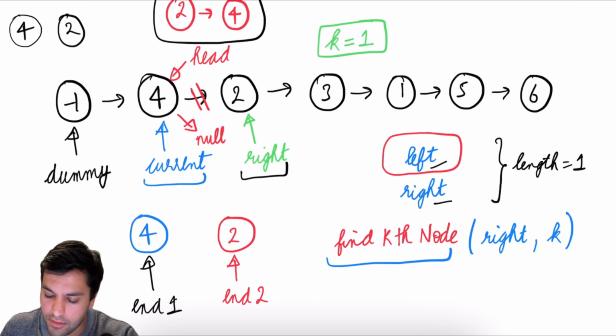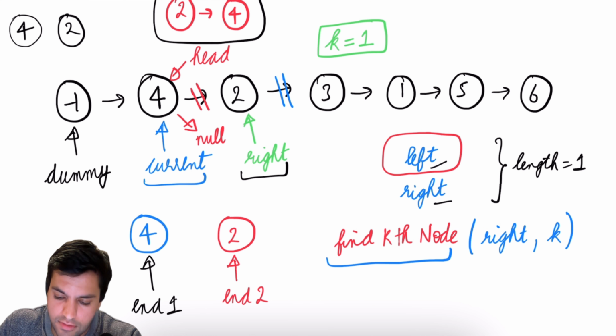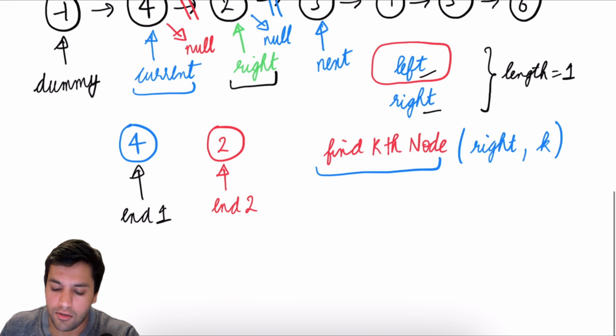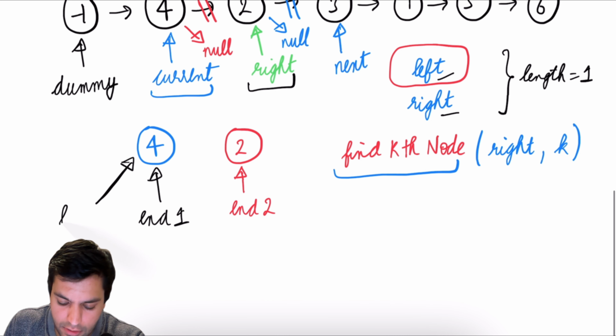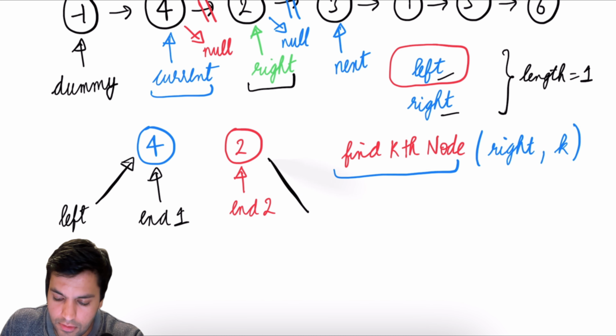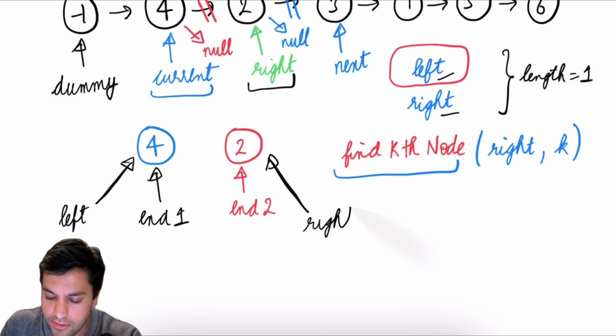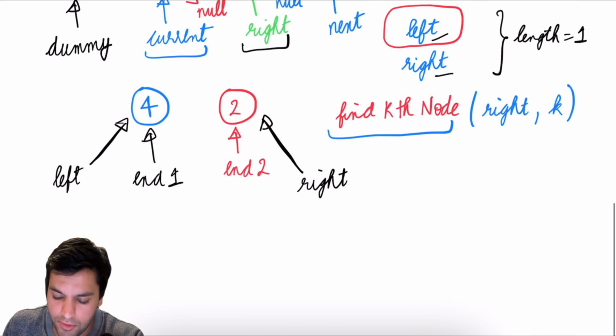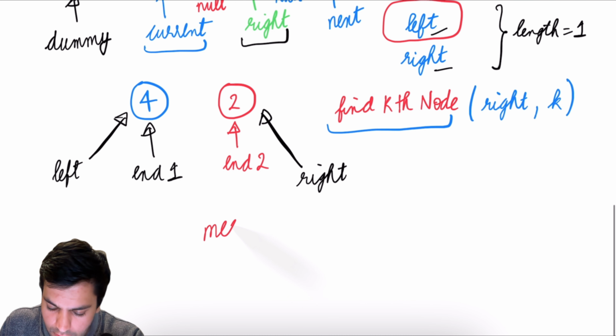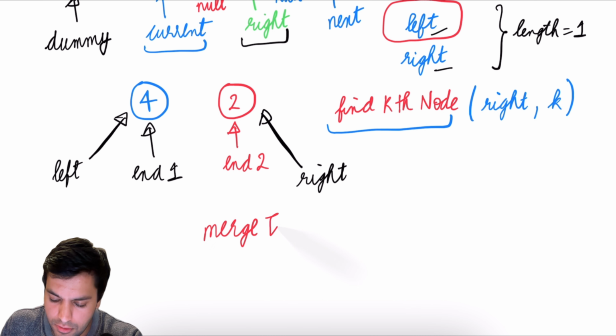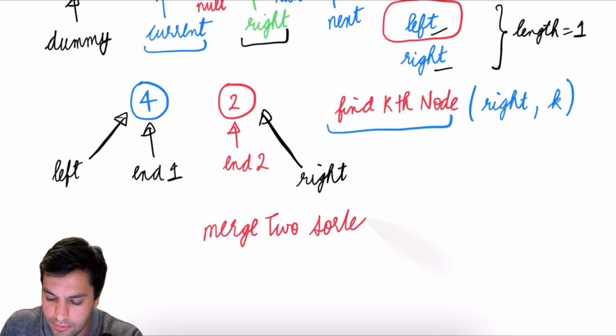node 2, and again I modify this, and before modifying I need to save it. So let me call this next, and then I modify it and point it to null. So now I have my left and right parts. After I get my left and right parts, I can simply merge them. So I'm going to call merge two sorted lists, and I can pass left and right.